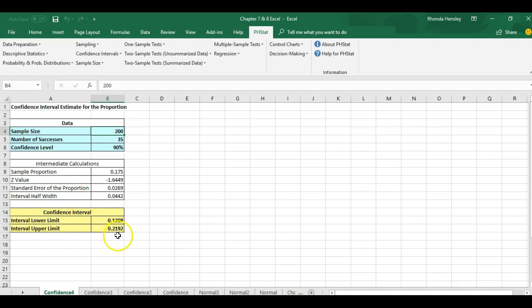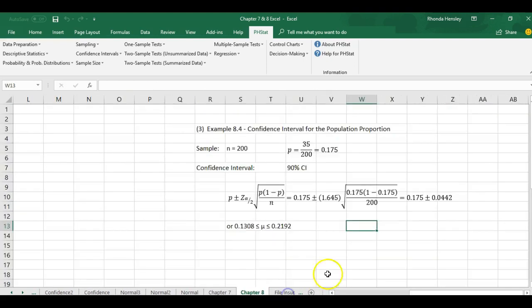0.1308 as a lower boundary up to 0.2192. And our margin of error is, let's see, this is it. It's called interval half width. This is your margin of error right there. So if you're asked about that, you know where to find that also. Anyway, that is how you would do that one. So it's easy to do. The calculations are not hard.